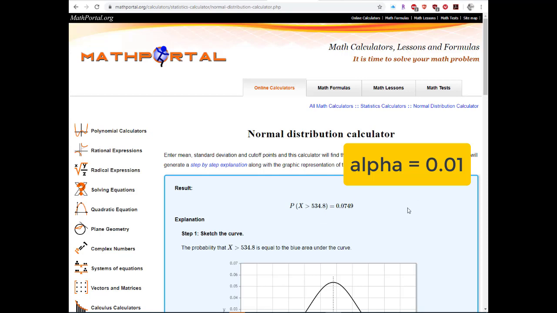0.0749. Now, when we set our significance level, we set it at 1% alpha. So that means that we were willing to risk committing a type 1 error one time out of every 100 trials. This is saying that you are risking committing a type 1 error almost 8 times out of every 100 trials. So you don't want to reject here.